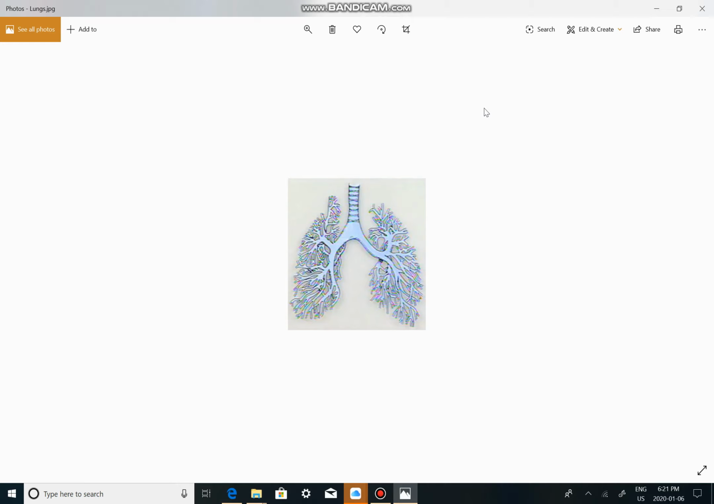Now, your breathing is extremely important to how your biological system works, to converting things in your body into ATP, into energy.